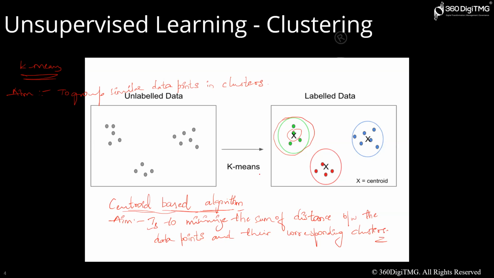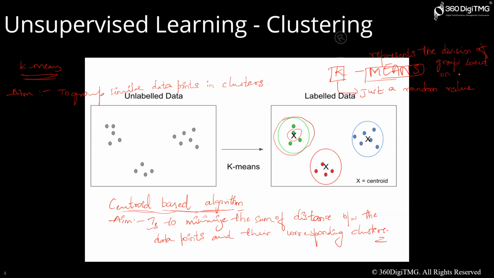So in K-means, K is just a random value, and mean here represents the division of groups based on mean.